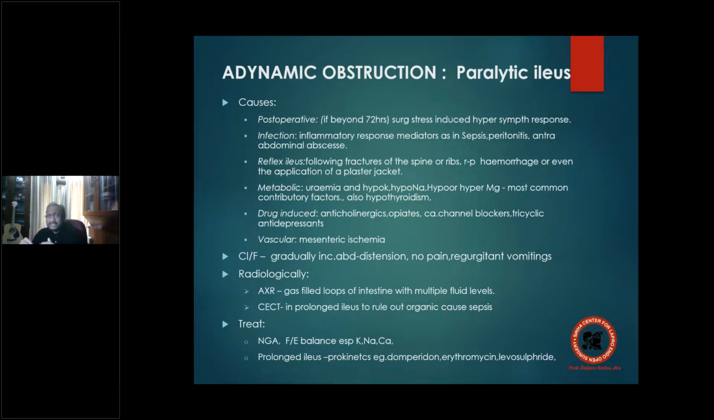How does paralytic ileus present? Gradually increasing distension until the peristaltic activity ceases, the pain disappears, the vomiting becomes regurgitant. So gradually increasing distension, no pain, regurgitant vomiting are the presenting features of paralytic ileus. Radiologically, what do you find? You find gas-filled loops of intestine with multiple fluid levels, and on a CECT, contrast-enhanced CT examination of the abdomen, in prolonged ileus, to rule out organic causes and rule out sepsis. So you have to go in for a CECT examination.